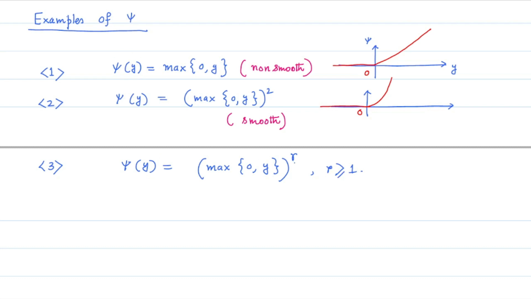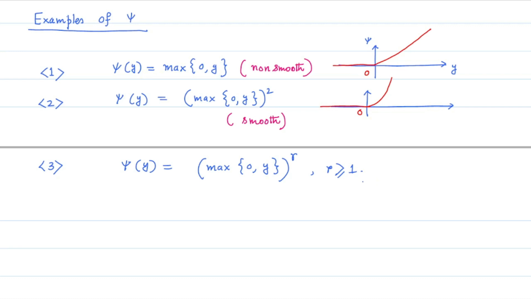For r equal to 2, it gets reduced to the second expression. For the value of r equal to 1, we notice that on the right side of y equal to 0, the graph is a line, a linear function. And thus, this psi is also called a linear penalty function.